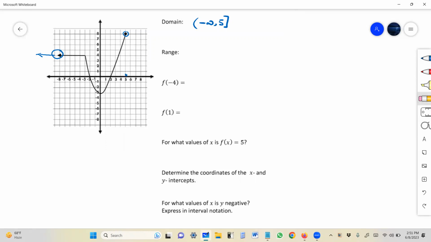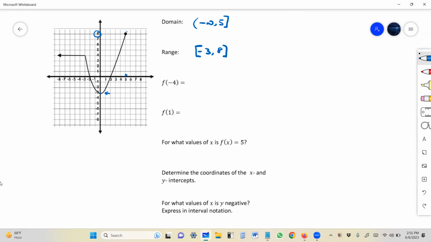For the range, same thing, but now we do it on the y-axis. So from top to bottom, here's the smallest y at -3. And it is a solid point, so it's closed. And the largest y, notice the largest y is not 4. It keeps on going until it gets to 8. And it is also closed. So here's the range.